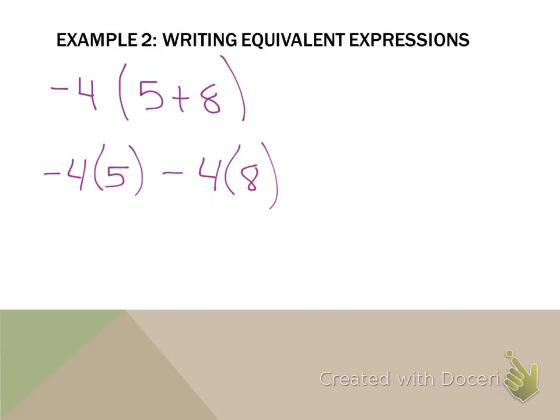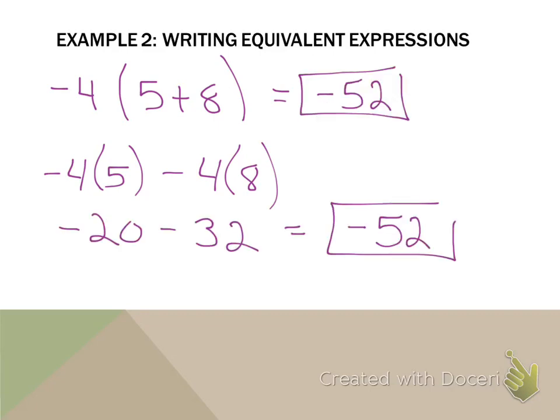Now I can solve both of them to make sure that my answers match up. Well, what's negative 4 times 5? Negative 20. What's negative 4 times 8? Negative 32. Let's go up to the top one. What's 5 plus 8? 13. Okay, and what's negative 4 times 13? Negative 52. So they match up. Negative 52 on both. Got it?